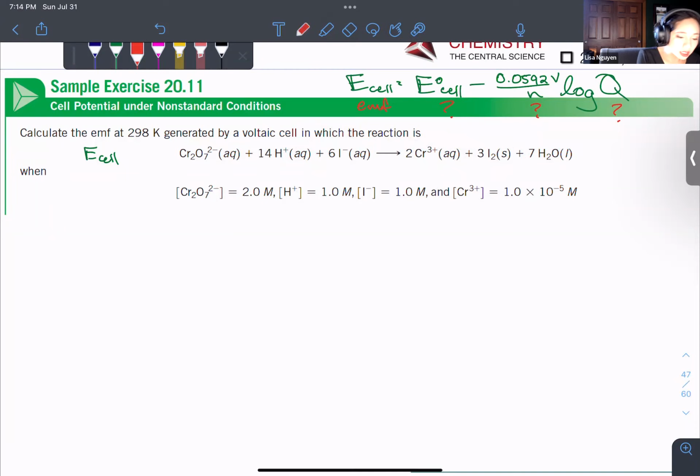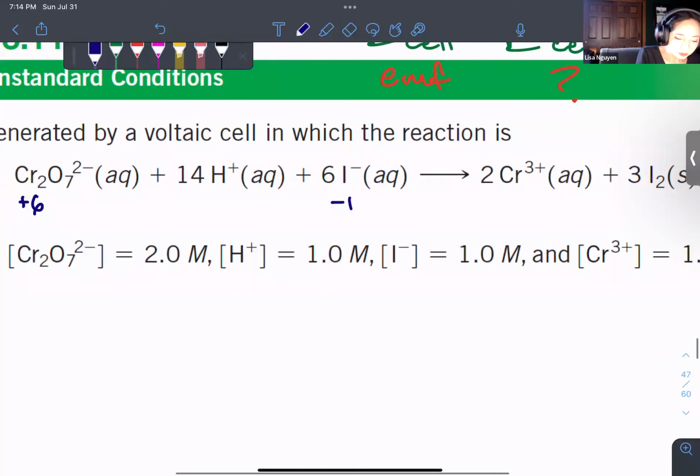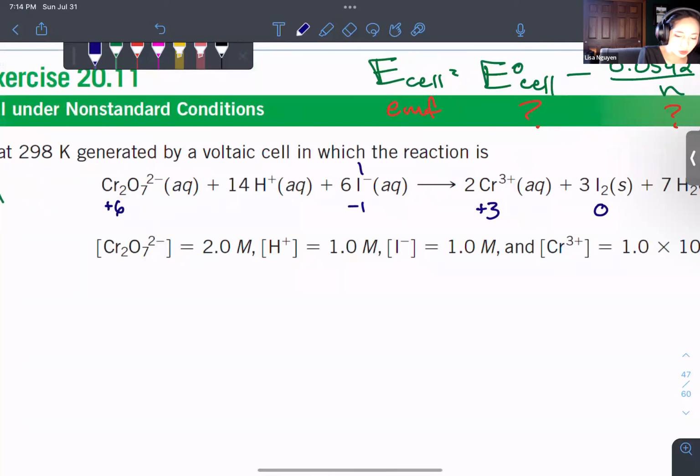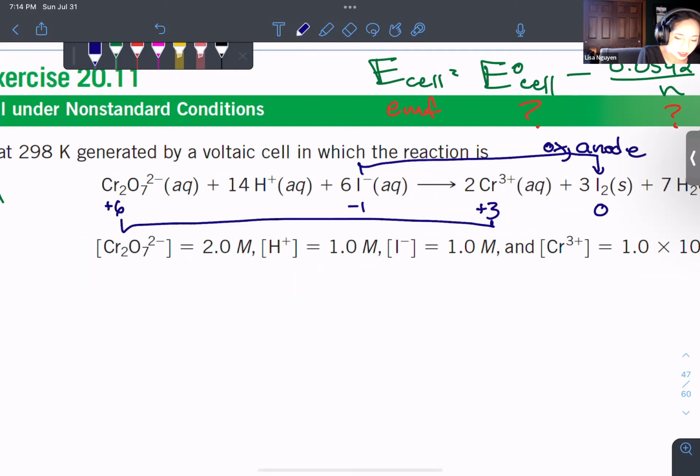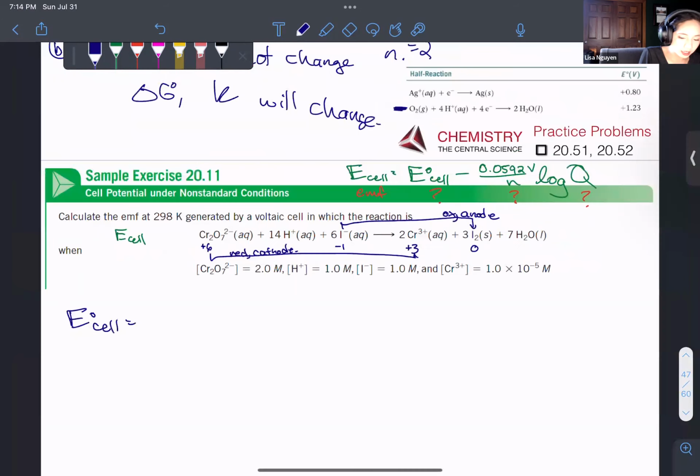So I think we already did this reaction, right? The oxidation of iodine, but let's just do it again. Chromium was +6 in dichromate, iodide is -1. Chromium 3+ is 3+, and then I2 is 0. So what we see here is that iodide is being oxidized. That's our anode. And then chromium is being reduced. That is our cathode.